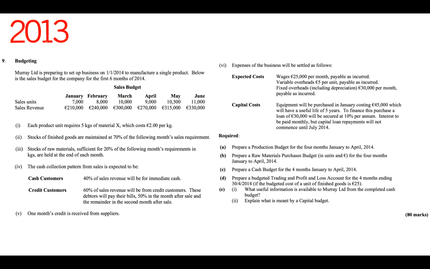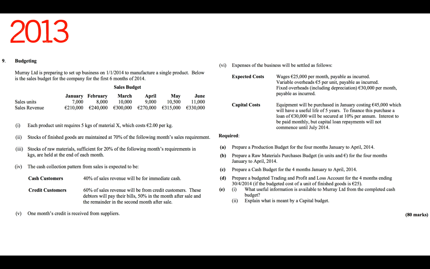So, Murray Limited is preparing to set up business on the 1st of the 1st, 2014 to manufacture a single product. Below is the sales budget for the company for the first 6 months of 2014. So you've got your sales units and sales revenue there.